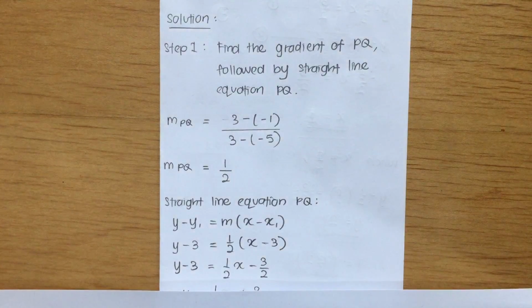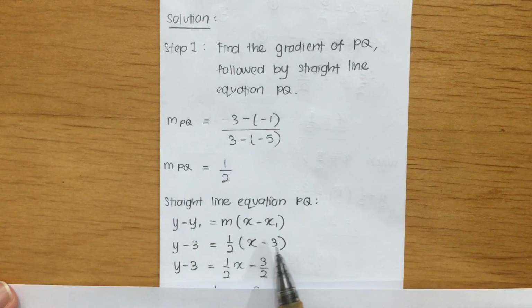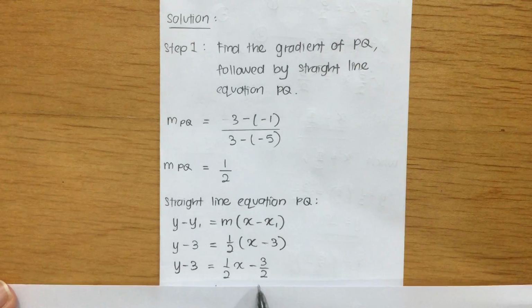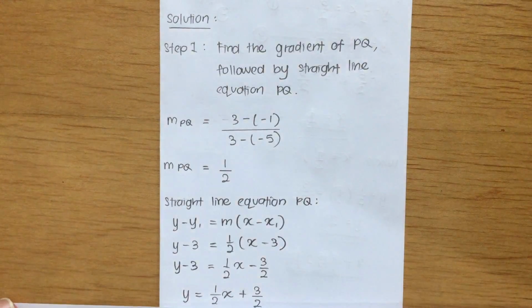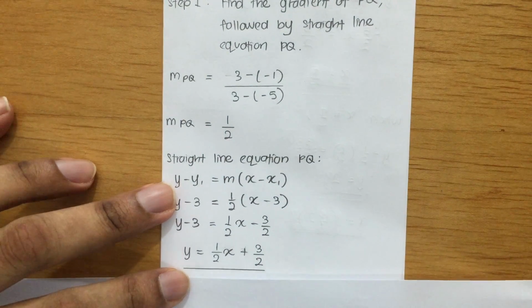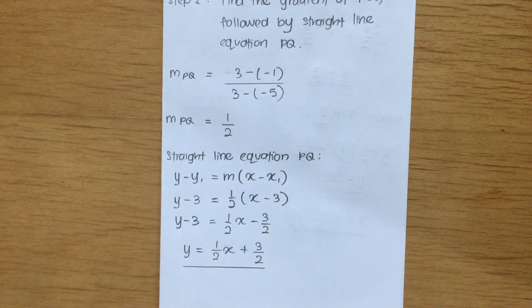In this case I use point Q. So y minus 3 equals to half times x minus 3. You expand the 1 over 2. So y minus 3 is equals to half x minus 3 over 2. You bring the -3 from the left hand side to the right hand side. You should get your answer: y is equals to half x plus 3 over 2. So this is your first step guys.